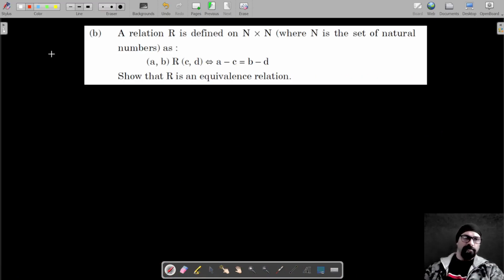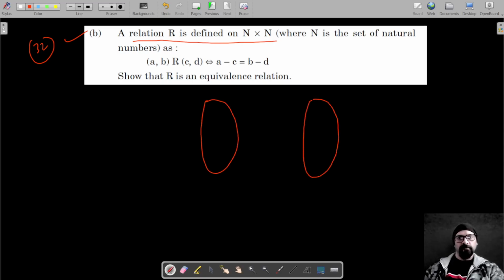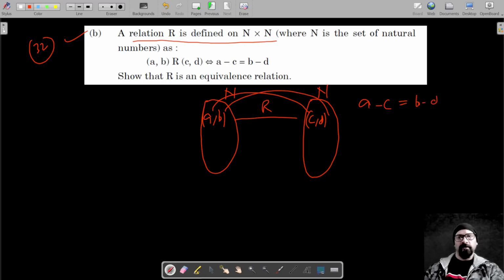Okay, for question number 32, this is part B. A relation R is defined on N to N, where N is the set of natural numbers. So this relation is defined from N to N, and the relation is such that we have a pair of two natural numbers here and a pair of two natural numbers here, and they are said to be in relation when a minus c is equal to b minus d. So when a minus c is equal to b minus d, then we say that (a, b) is in relation with (c, d).